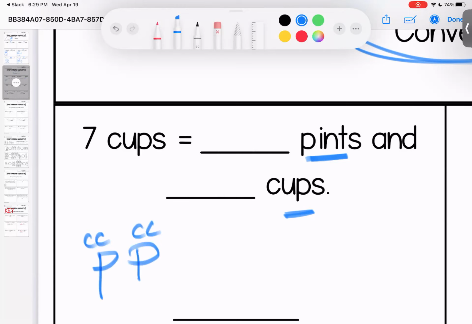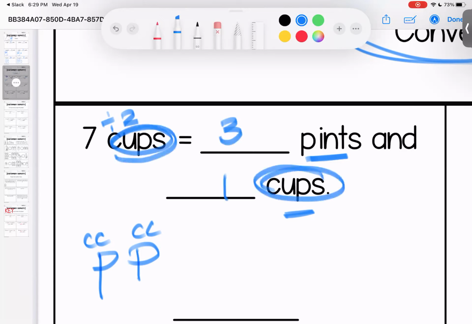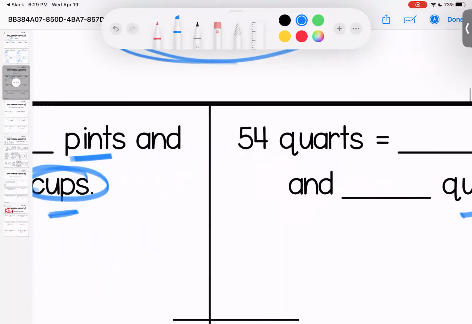If I have 7 cups, how many pints do I have? Well, every 2 cups is a pint. So if I divide this by 2, 7 divided by 2 gives me 3 with a remainder of 1. Our remainders stay in the same label. So this is 3 pints with 1 leftover cup.